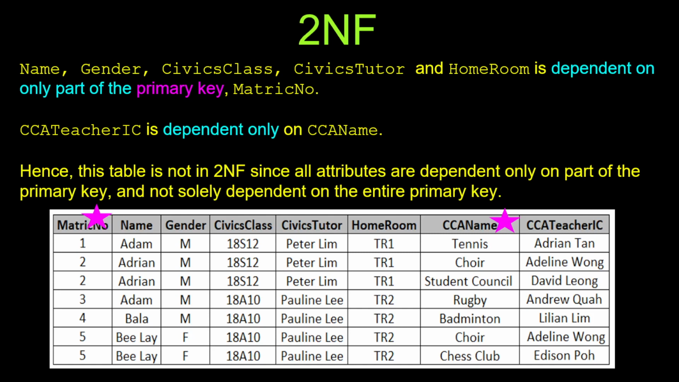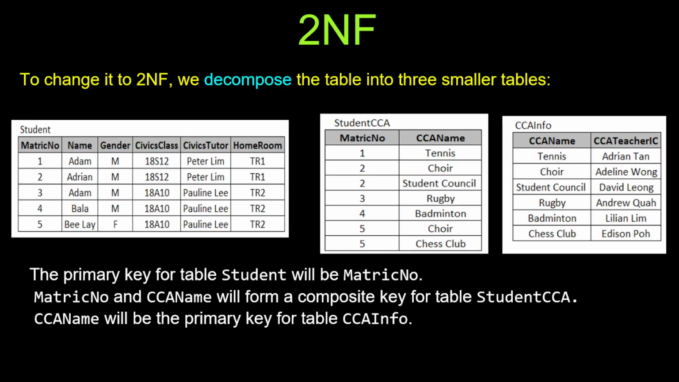Okay, so this one is a bit more complex to split. We need to start to create extra tables here. So to change this to 2NF, we're going to create 3 smaller tables like this. It is a bit more complex, but let's just try to follow along. So just now we said the name, gender, civics class, civics tutor, and homeroom depend only on the metric number. So we're going to create one new table called the student. Name, gender, civics class, civics tutor, homeroom can all be determined by the metric number.